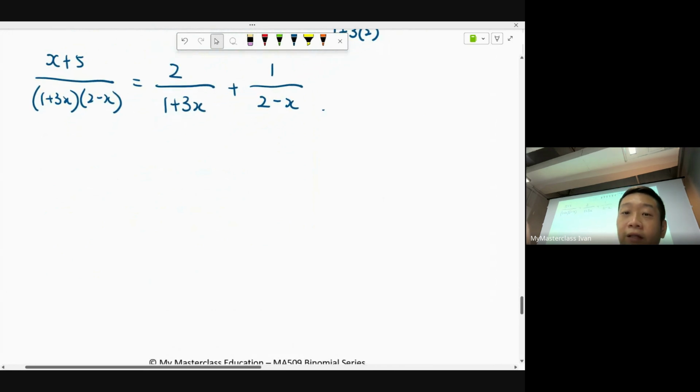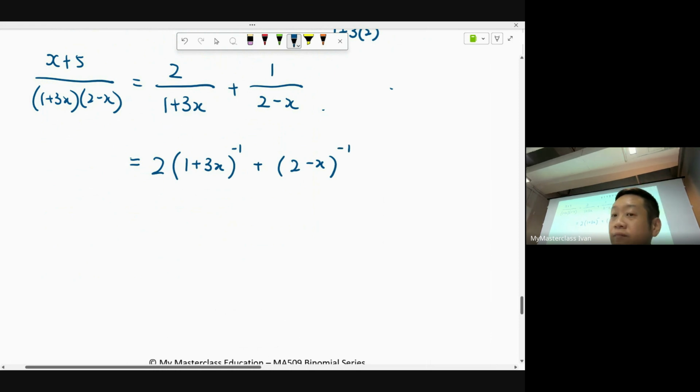Okay, so now they want binomial. Oh, what must you do the next step? Joshua? 1 plus 3x bring up, right? To power negative 1. Plus 2 minus x, right? To power negative 1. Can you do binomial for this, Wes? Cannot. Why? You must always start with 1.